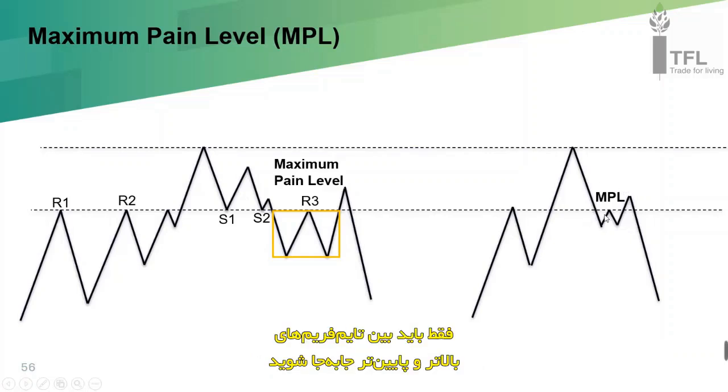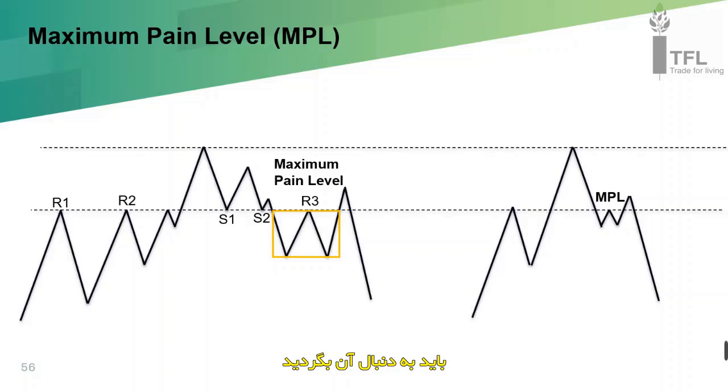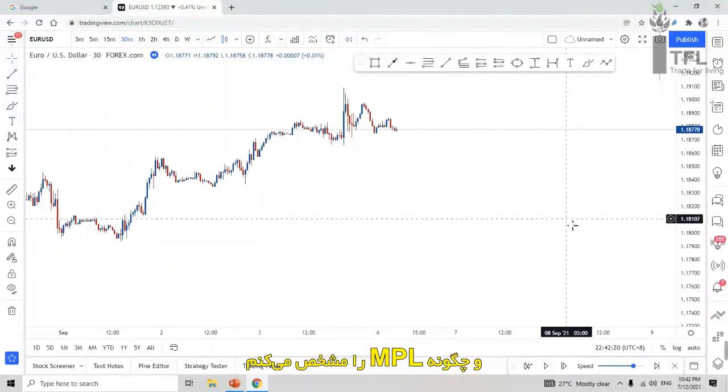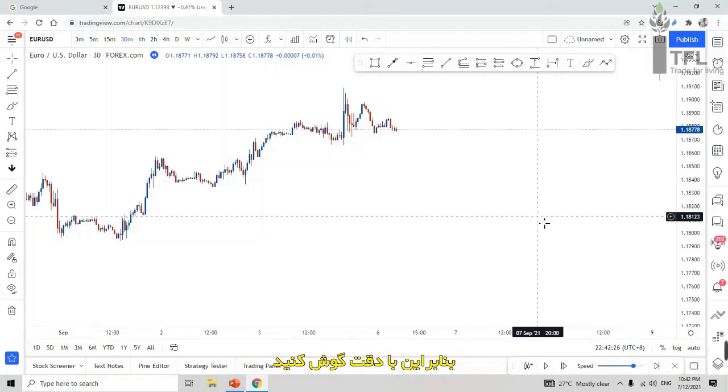It's just that in a matter of switching to a smaller time frame or higher time frame, you have to look at it and search for it. It's very, very obvious, but how obvious it is, you have to train your eye. Of course, I'm going to give you a few examples. So now let's jump into the chart, and I'm going to show you how I identify the QML and how I identify my MPL. I'm going to do it step by step, so listen to me properly.